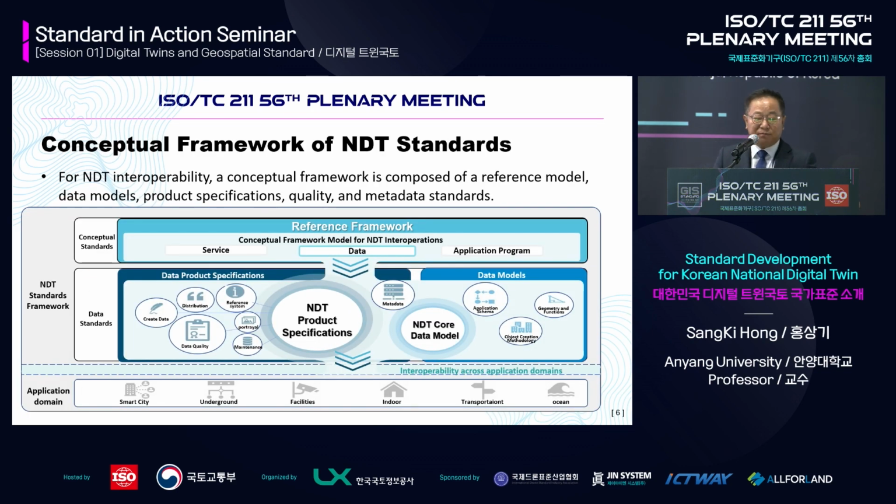So we have this conceptual framework for national digital twin standards. This is not the digital twin itself, but the standards framework. We have a reference framework at the conceptual level, and we have a conceptual standard for that level. Then mostly we are focusing on developing data standards. So for data, we have data product specifications for national digital twins and core data models. And these data product specifications and data models will be used for quality control and metadata implementation. And the application side can use all these data, developed compliant to these national standards, to fit them together and use them.